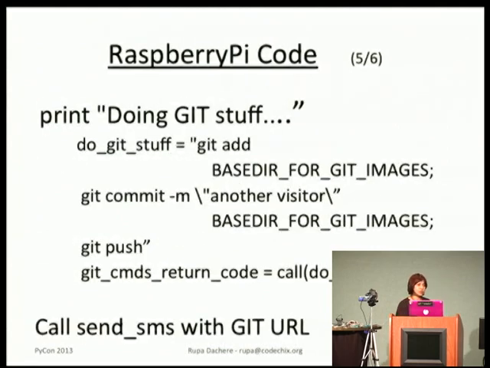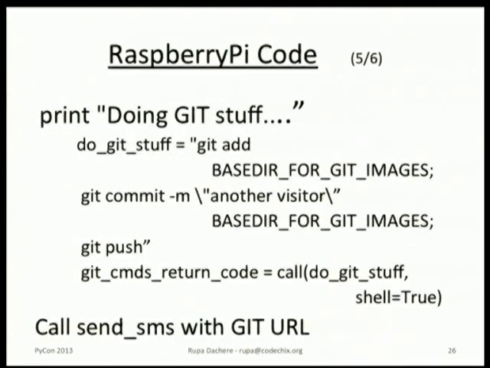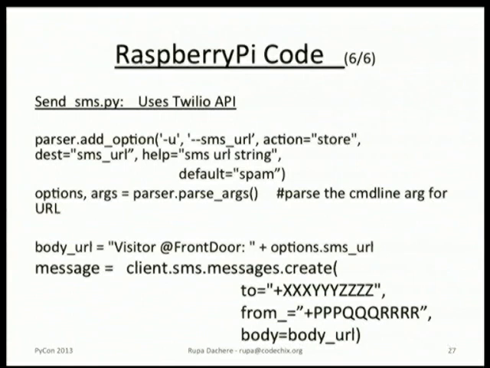Then I do a whole bunch of Git stuff. Add it to my local repo, push it up to github.com, and then call send SMS with the Git URL to send the text message. This took me the longest time, was Git. The rest of the stuff actually didn't take me that long, but I still don't get Git.